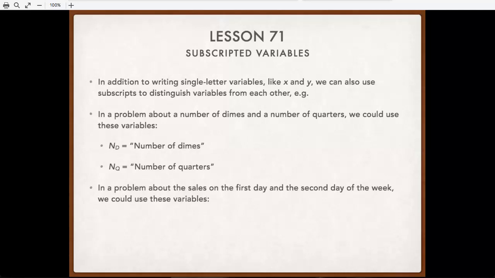If we've got one about the sales on the first day of the week and the second day of the week, we might use variables with a subscript number. So we might have S subscript 1, sales on day 1, and S subscript 2, sales on day 2.